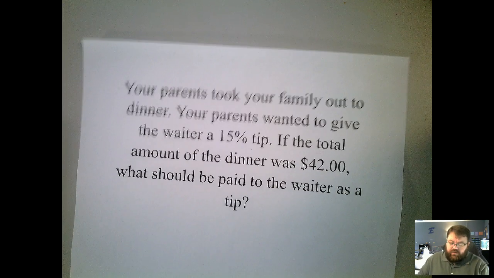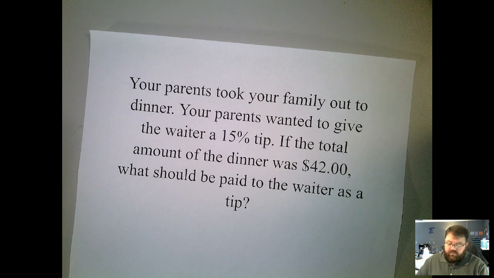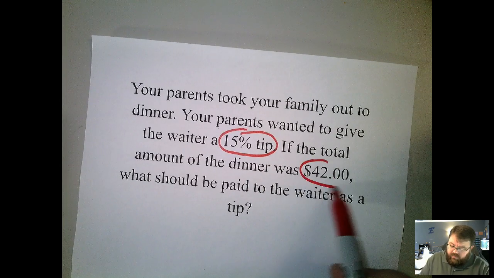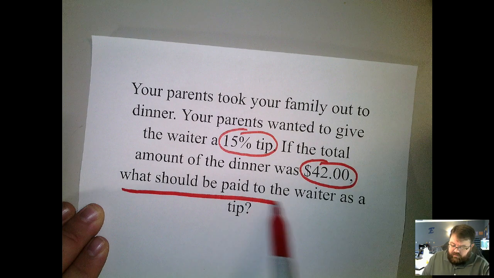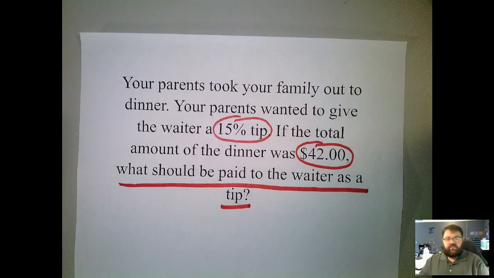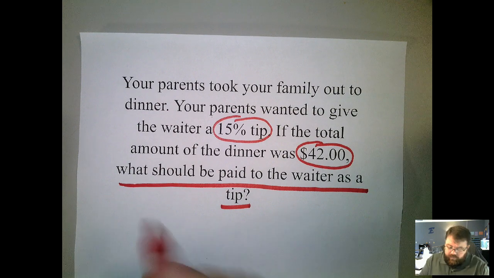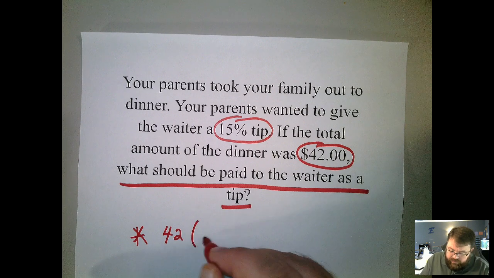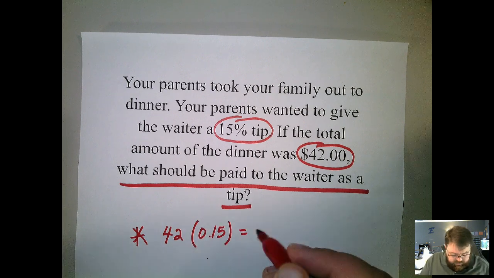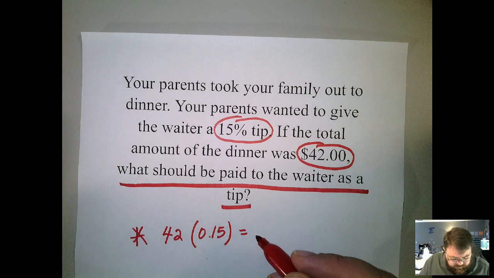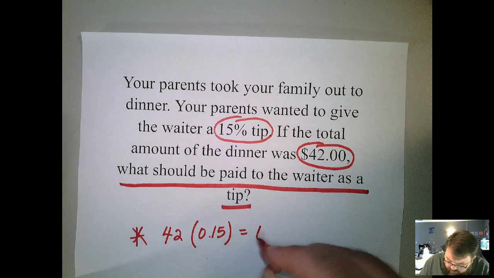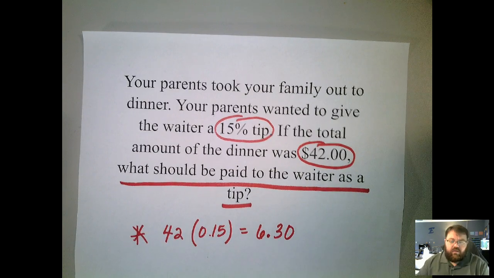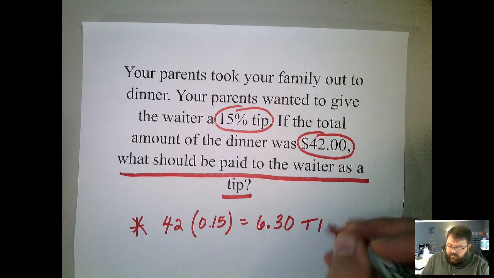Your parents took your family out to dinner. Your parents wanted to give the waiter a 15% tip. If the total amount of the dinner was $42, what should be paid to the waiter as a tip? All right. I should take the $42, multiply that by 0.15, and that is going to give me 6.3. Remember, we're talking about money, so I need to add that 0. So $6.30 is the tip.